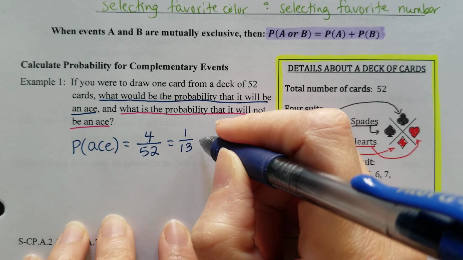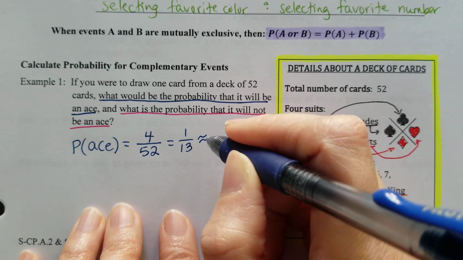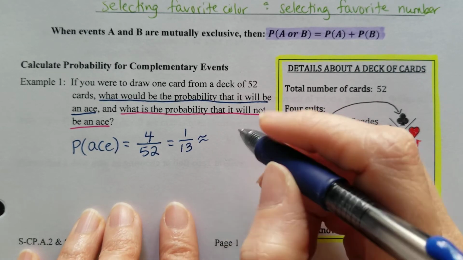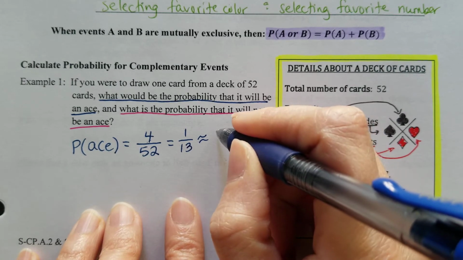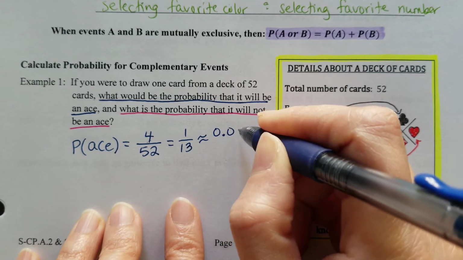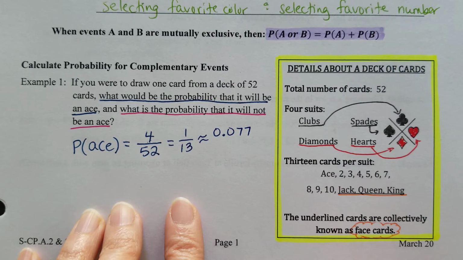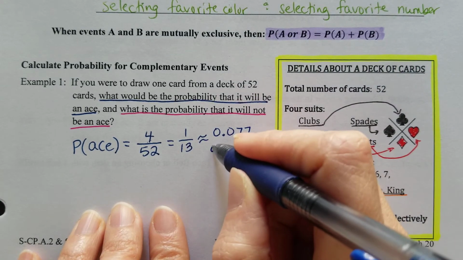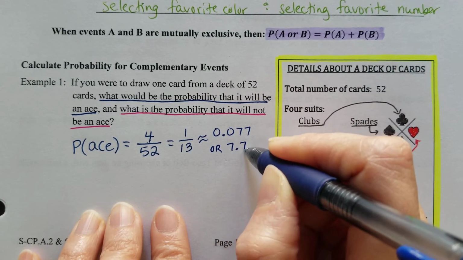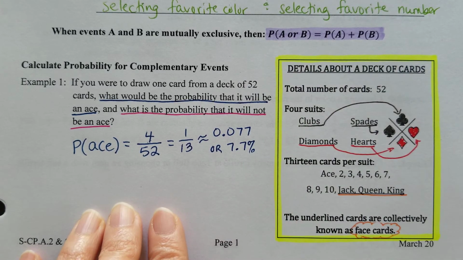And you should also give me the decimal equivalent. My calculator is not handy at the moment, but I'll get that out for you guys and show it to you in future examples. When we go to the nearest thousandth, estimating to the nearest thousandth, it's 0.077. And that would be equivalent to 7.7% chance of us drawing an ace.